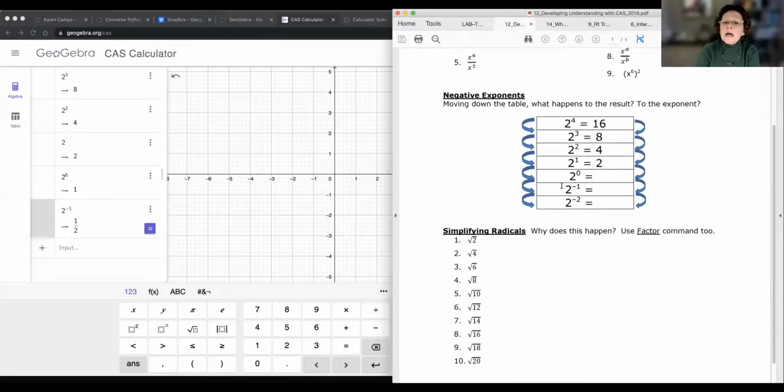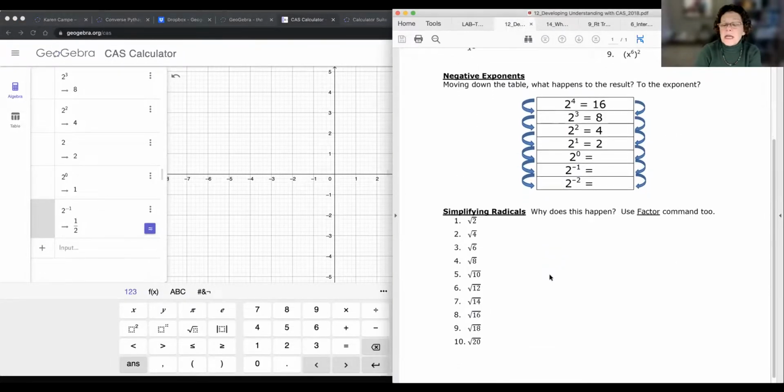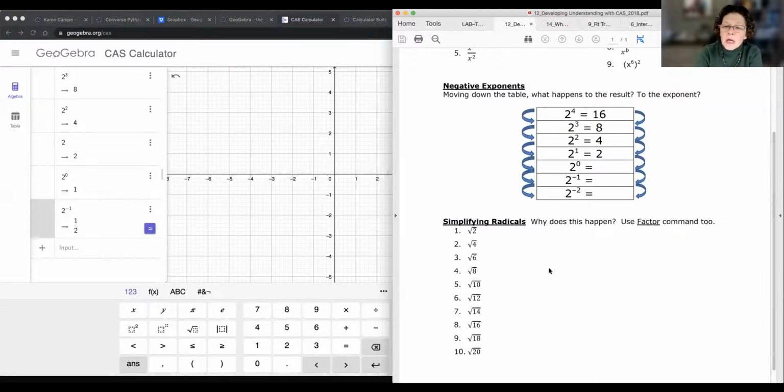The last thing on developing understanding with CAS, I got this idea from Steve Phelps. Using the CAS calculator to simplify these radicals in order. What happens? Why does this happen? Use the factor command to elucidate that. Okay, we are rapidly running out of time, so I don't have time to show you that, but let me get back to my PowerPoint just to give you the details that you need on me.